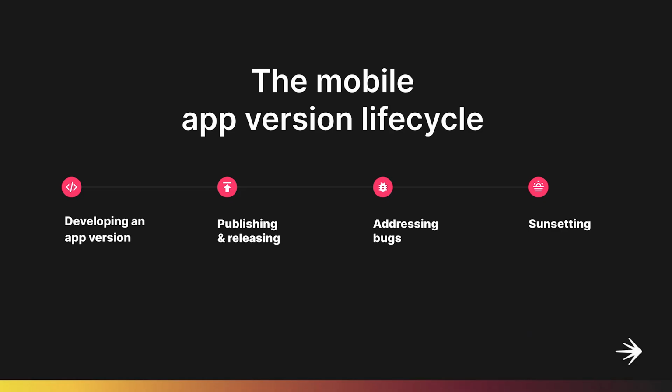The Mobile Lifecycle Assistant gives you control over your customer experience at all phases of the mobile app version lifecycle, from developing an app version to publishing and releasing, to addressing bugs, and eventually to sunsetting or retiring your app versions. LaunchDarkly consistently enables you to make your software whatever you and your customers want it to be.